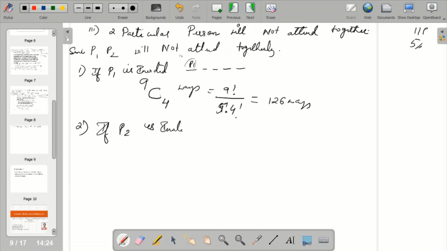If P2 is invited, P1 will not attend. So here it will be P2, one position, 1, 2, 3, 4 is left out. 4 positions are left out. So it is C4 over here.